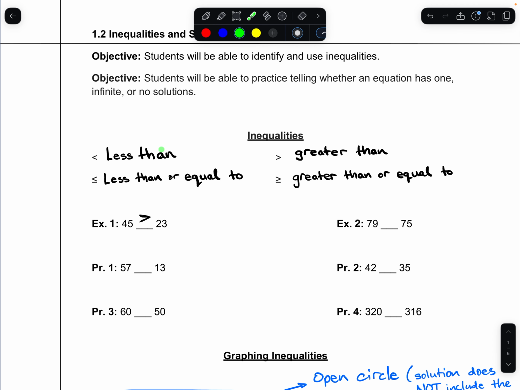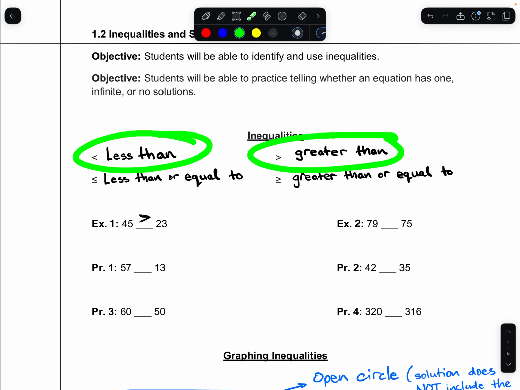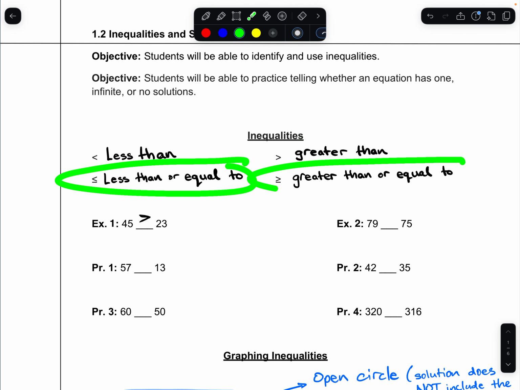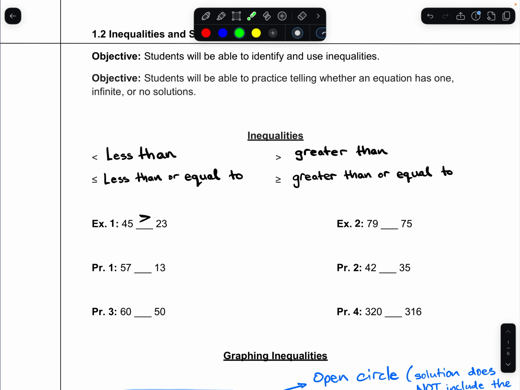All right, so go ahead and write these down. When we talk about inequalities, there's four different kinds. We could have less than, we could have greater than, or we could have less than or equal to, or greater than or equal to. The or equal to is denoted with just the line underneath.